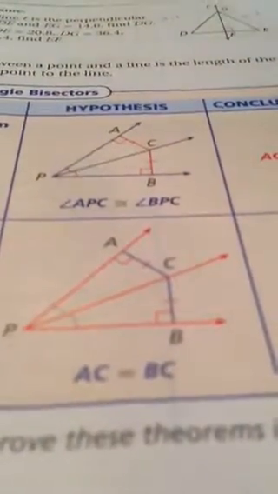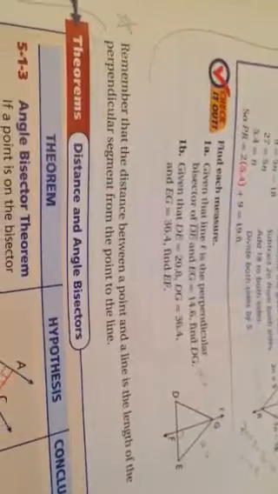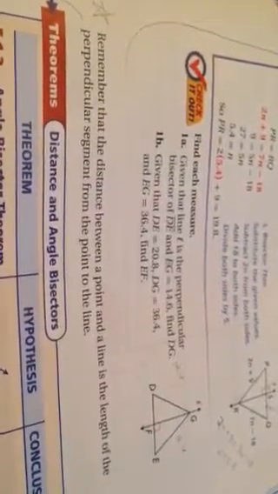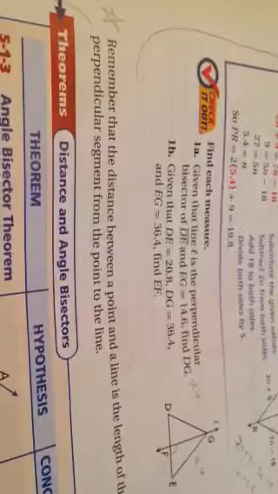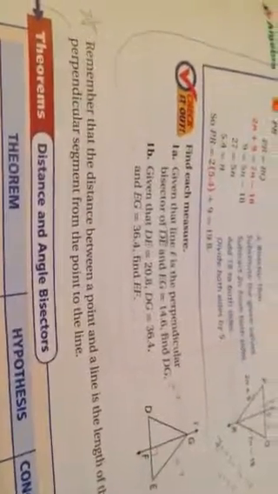All right, there's another thing that we needed to look at before we move on, and that is this. I'm going to turn my phone sideways. It is this little sentence or couple of sentences right here. Remember that the distance between a point and a line is the length of the perpendicular segment from that point to the line. So several lessons ago and two tests ago, we talked about how the shortest distance from a point to a line is perpendicular to the line.